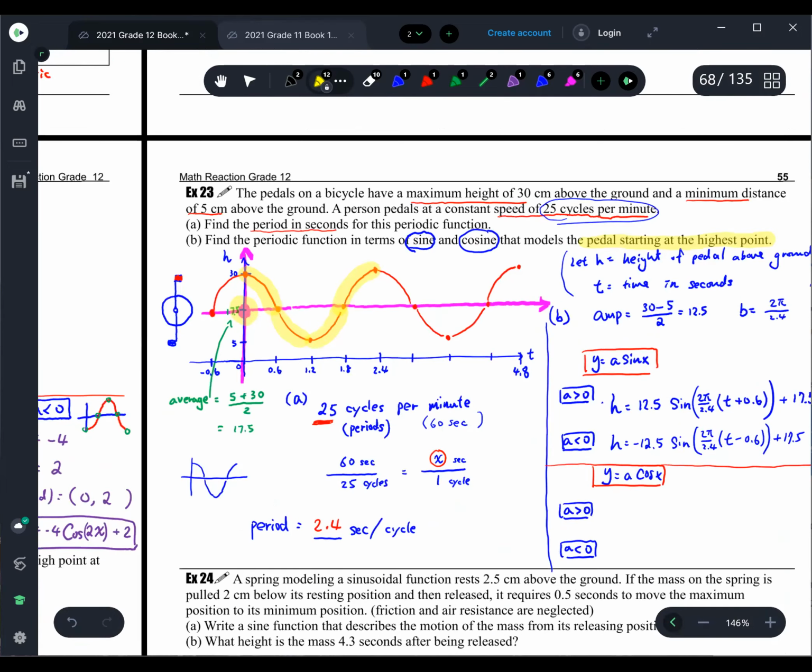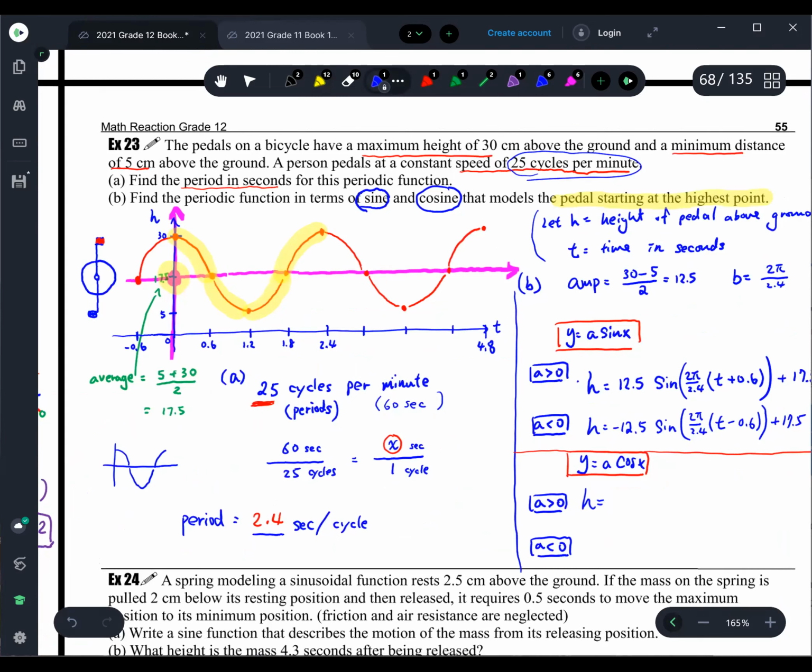So if our CD is 0 and 17.5, how do we write the function? Angela, for cosine without reflection, what's the function?